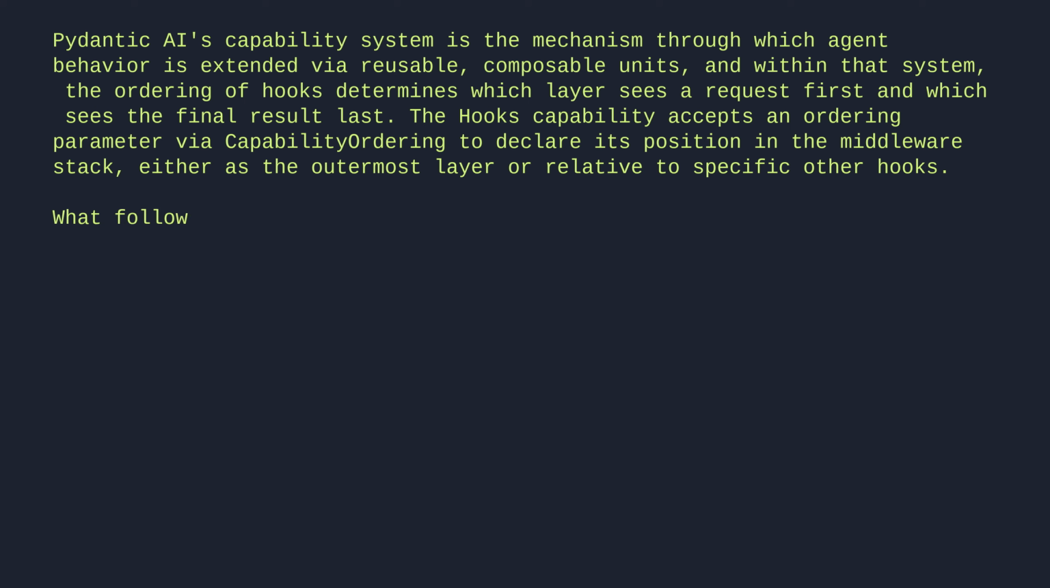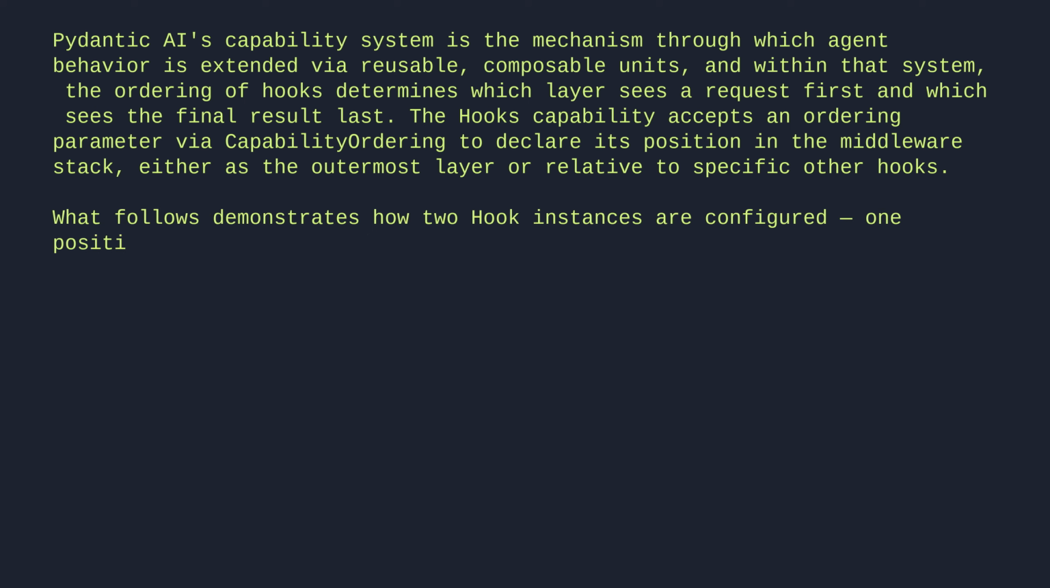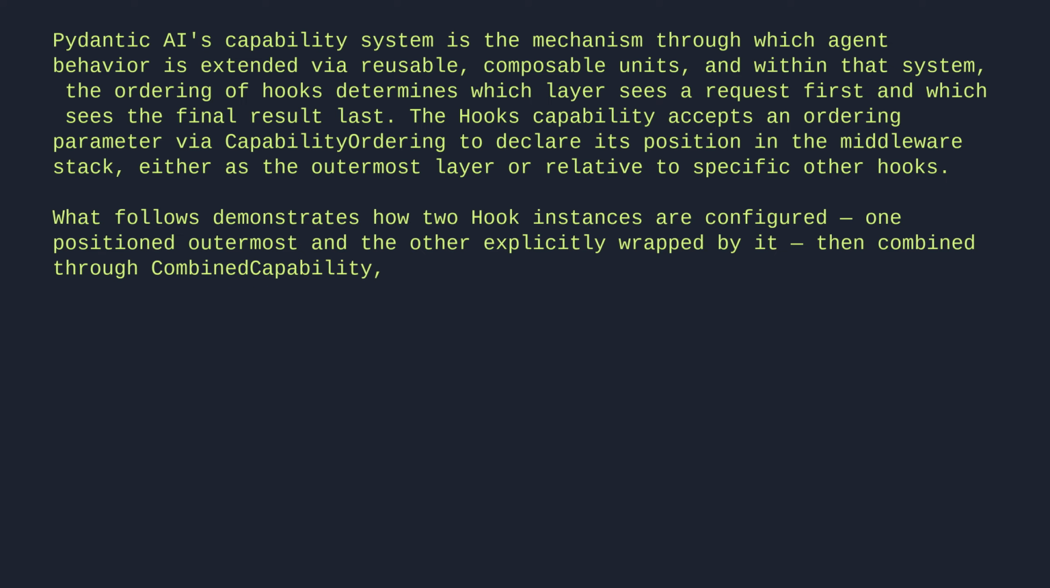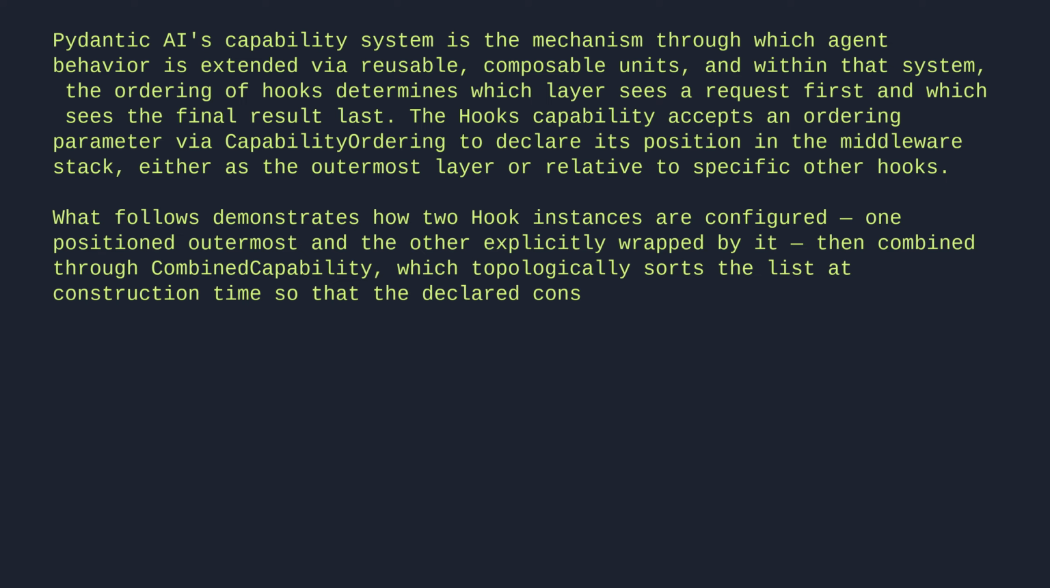What follows demonstrates how two hook instances are configured, one positioned outermost and the other explicitly wrapped by it, then combined through CombinedCapability, which topologically sorts the list at construction time so that the declared constraints resolve into a predictable capability order.